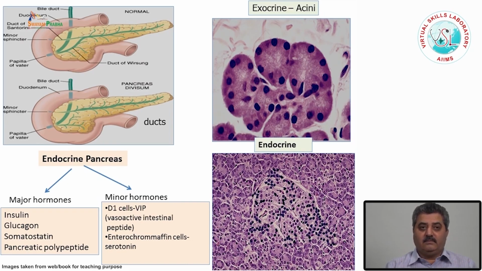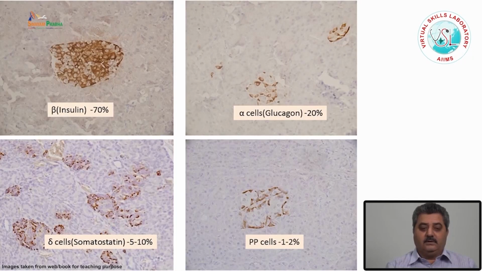There are some minor hormones which are also produced in the pancreas by the D1 cells, which produce vasoactive intestinal peptide, and enterochromaffin cells which produce serotonin. There are various ways to demonstrate pancreatic islet cells, by immunohistochemistry and by electron microscopy.